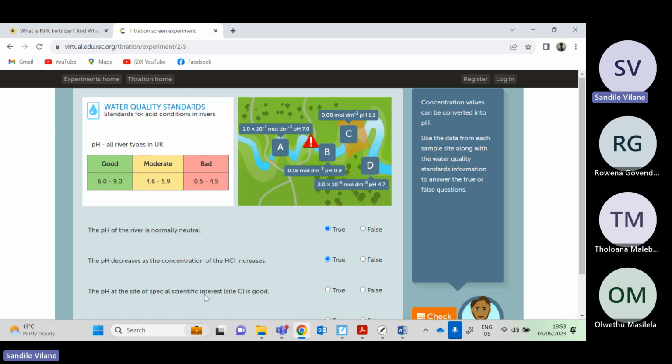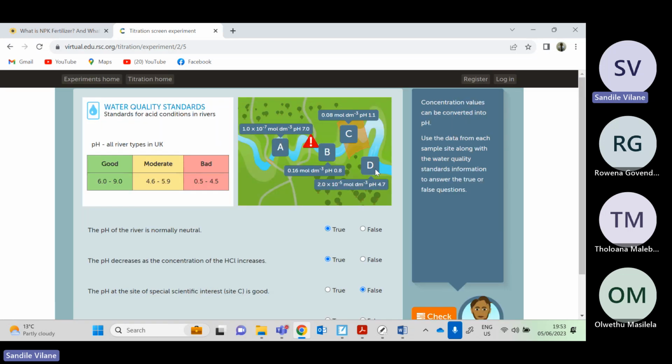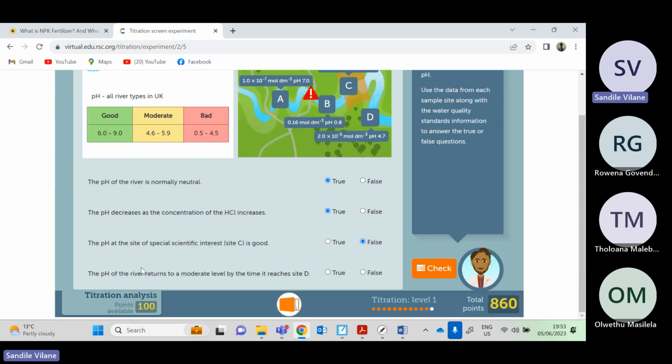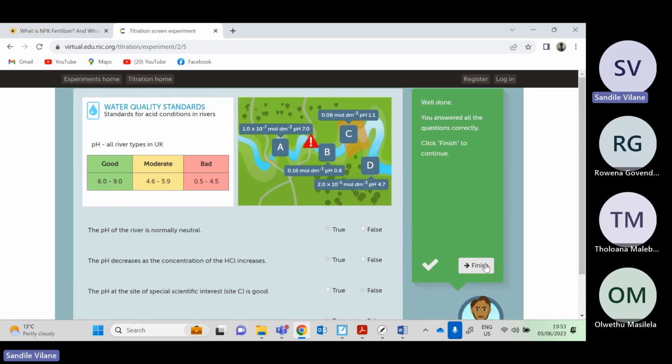The pH at site C is good. Site C, what is the pH at site C? It is 1.1. That is bad. Anything between 0.5 and 4.5 is bad. So this is false. Okay, the pH returns to moderate level by the time it reaches site D. Look at site D, the pH is 4.7. Moderate is anything between 4.6 and 5.9. So this is moderate. That's definitely true. And then, well done. You answered all the questions correctly.